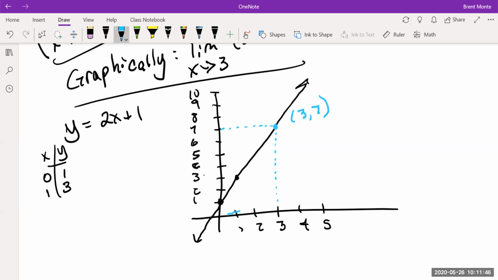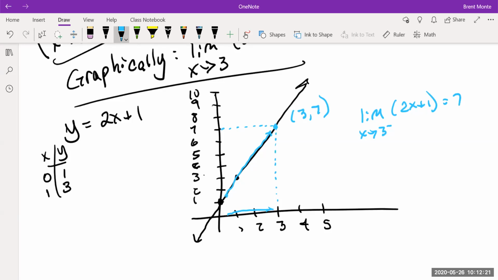Remember, x is getting really close to 3 from the left. Well, following along the curve, as x is going there, the y value is going up along the curve this way. And the closer and closer x gets to 3, the closer and closer y gets to 7. So I see from here, since this y value is getting really close to 7 as its x value is getting close to 3, I would say again, the limit as x approaches 3 from the left of 2x plus 1 is 7.